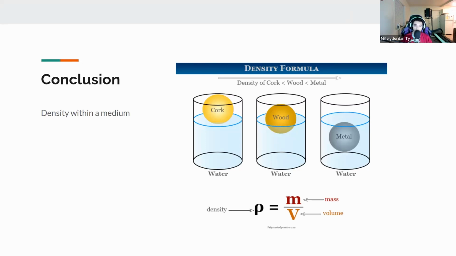So in conclusion, the question of whether or not an object floats or sinks in a medium is determined by the differences in the object's density and the medium's density, whether that be the water or the air or whatever it's being placed in. If the object's density is less than that of the medium's density, it will float. And if it is greater than that of the medium's, it will sink.